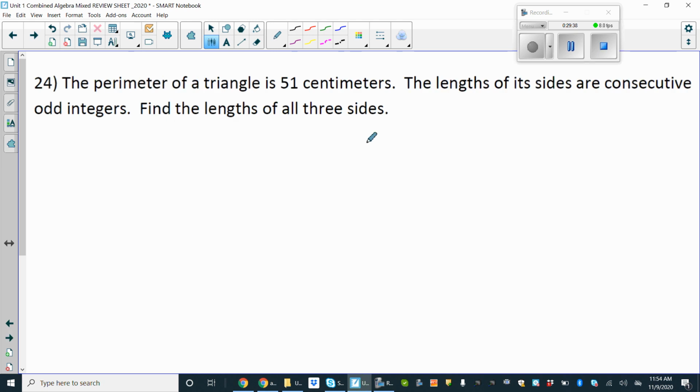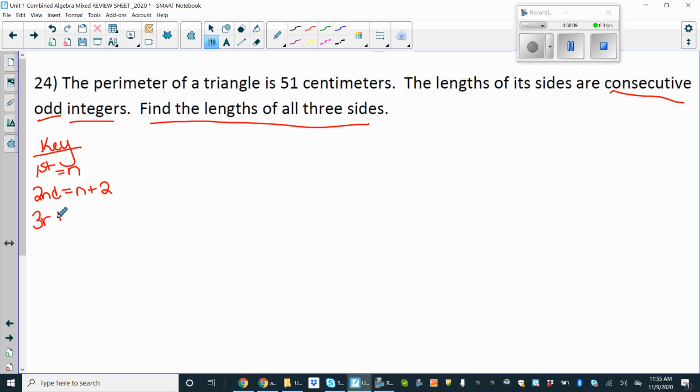The perimeter of a triangle is 51 centimeters. The lengths of the sides are consecutive odd integers. Find the lengths of all three sides. So when we're solving for consecutive odd integers, we have to make a key. The first integer is represented by n. The second integer is represented by n plus 2. Anytime you have consecutive odd or even integers, your second integer is always represented by the expression n plus 2, and the third is always represented by n plus 4. You're counting by twos because you have to skip a number in between to get the odd or even integers.